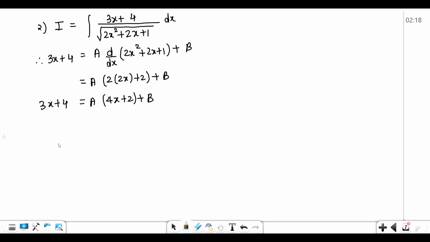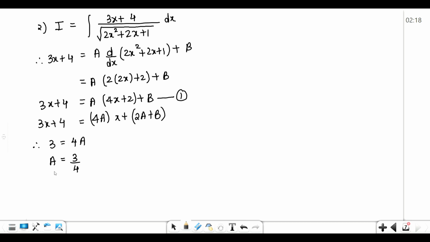Now after doing this, you can keep this aside first, then you can multiply this a inside, so that will give you 4a times of x plus 2a plus b. This is a constant part, and now equating the coefficient of x, that gives you 3 is equal to 4a. So a is equal to 3 upon 4. This is 2a plus b, which is again 4. So we already know the value of a, so we'll substitute here.